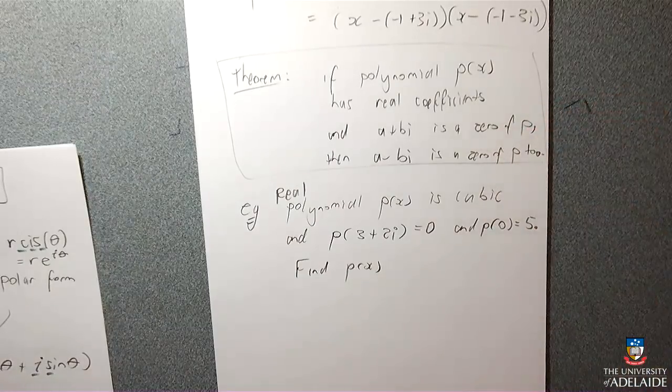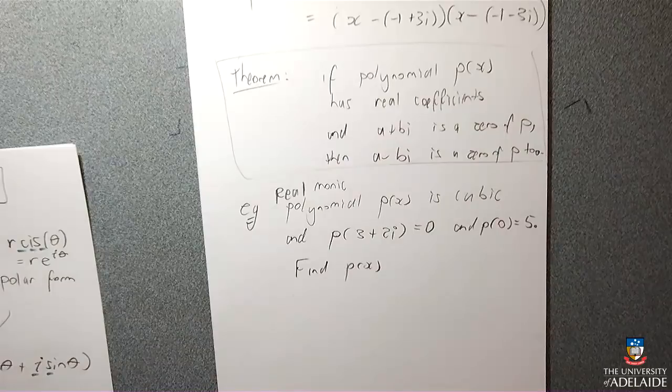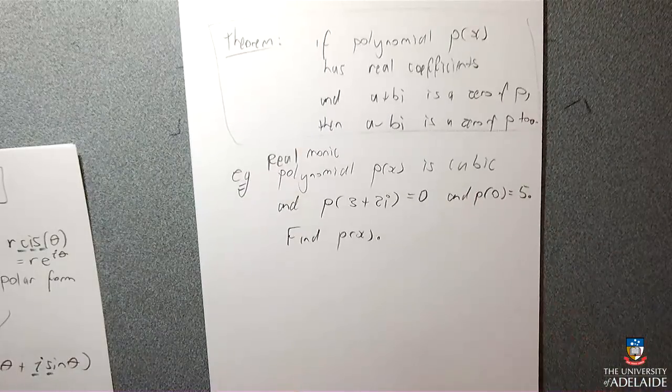Have you guys heard the word monic in this course? Right, I'll add that. A real monic polynomial P(x) is cubic, and that, find P(x). Okay, so let's see.